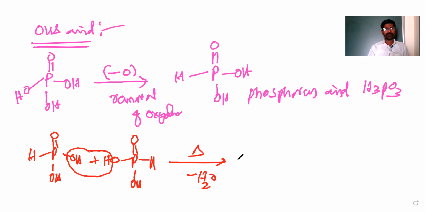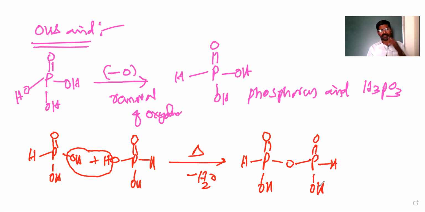Now you should get this type of compound: H, P double bond O, and an OH group and oxygen, the anhydride linkage. Here also oxygen double bond and hydrogen, and this is the OH group. Now this one is pyrophosphorus acid. The compound name is pyrophosphorus acid.